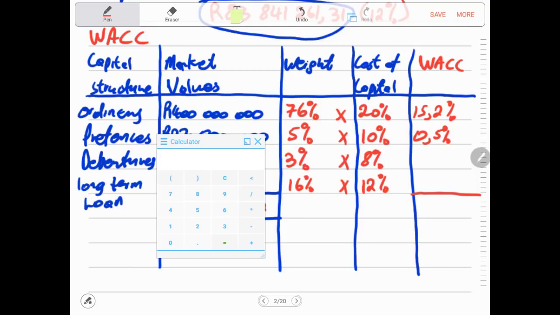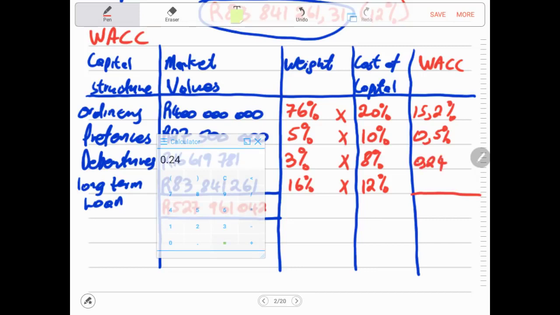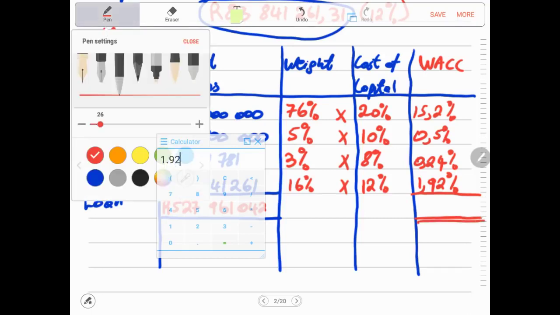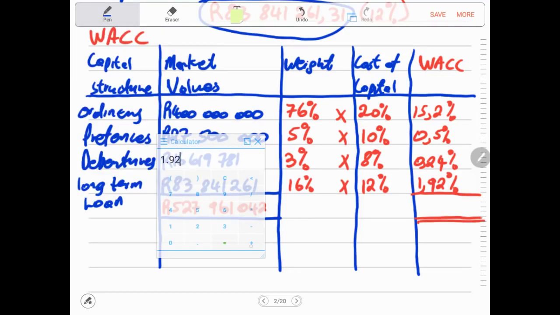Let me go to the previous one. 0.10 times 5, or 0.5. 0.08 times 3 is 0.24%. It doesn't matter which one you choose to be a decimal. 0.12 times 16, it is 1.92%. Then after we calculate the total, then the net will be the weighted average cost of capital.